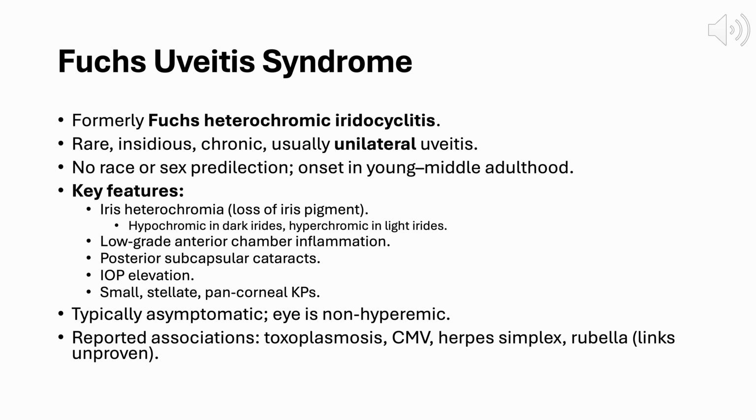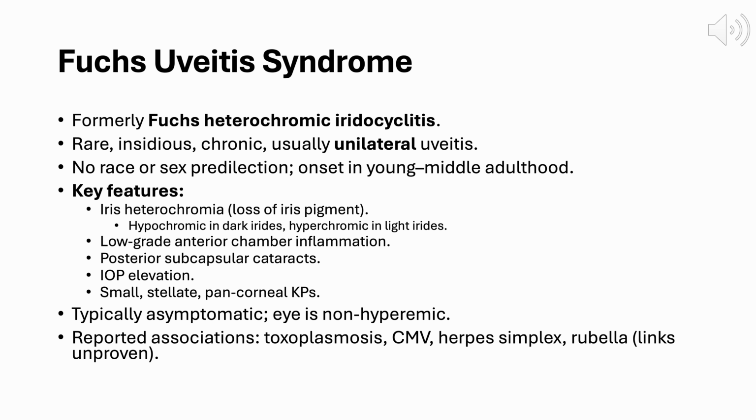Previously known as Fuchs' heterochromic iridocyclitis, this condition is a rare, chronic, and often insidious form of usually unilateral uveitis. It does not favor any particular race or sex and most often begins in young to middle-aged adults. Key clinical features include iris heterochromia from loss of pigment, which appears hypochromic in dark irides and hyperchromic in light irides.